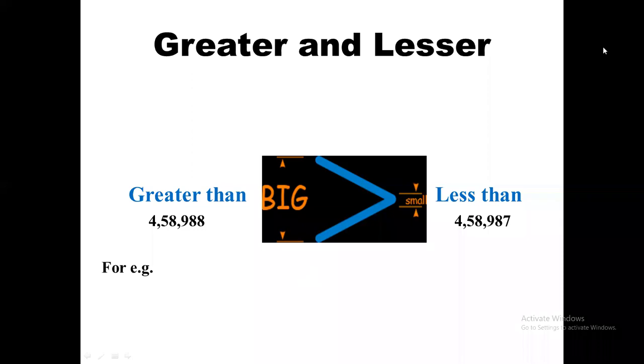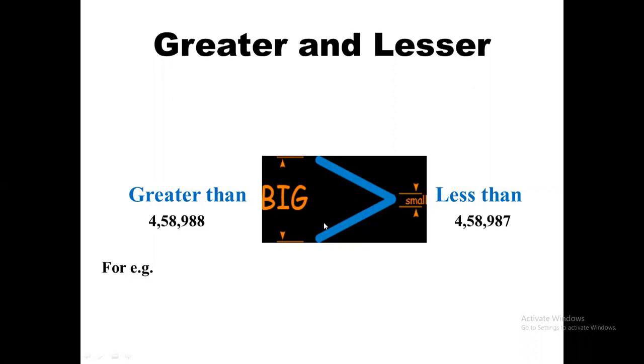Okay, children, your next topic in a row is greater and lesser. I hope you all know the meaning of the words greater and lesser. But for your understanding, I have given you a picture over here which indicates what is greater and what is lesser. You all remember this with the crocodile mouth. Wherever this crocodile mouth opens, you already know that this is the greater number, and wherever the pointed tip points, it indicates the smaller number.